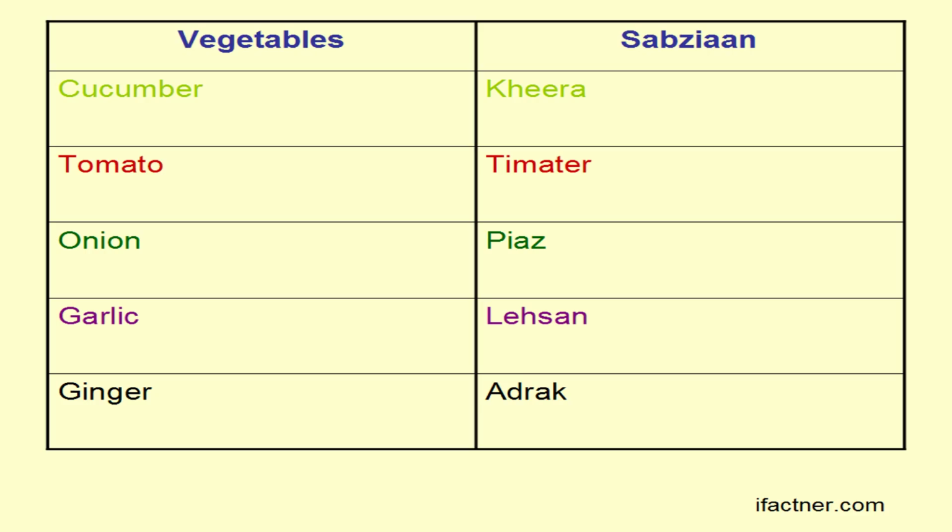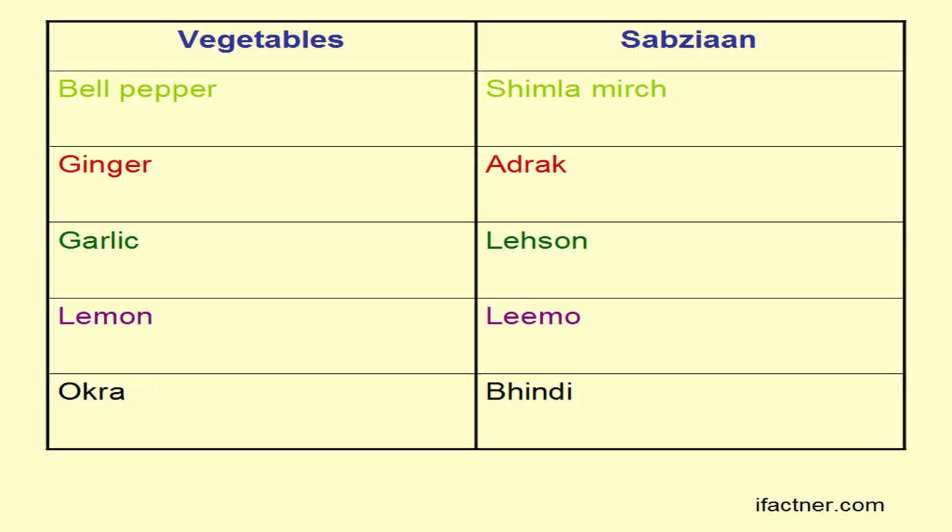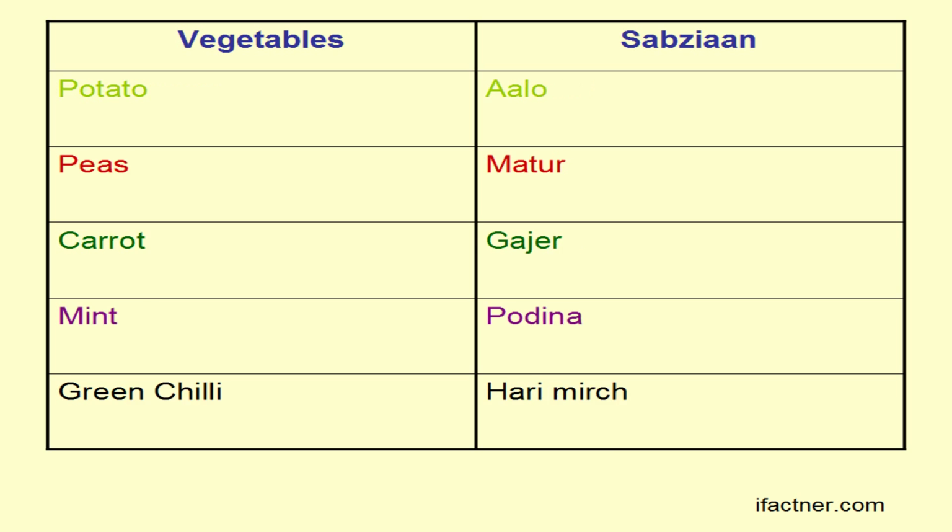So guys and girls, now let's begin our practice session. I will speak in English and I will call some vegetables names and I would expect you to translate them into Hindi and Urdu. Vegetables. Yes, sabziyan. Vegetables, sabziyan. Potato.